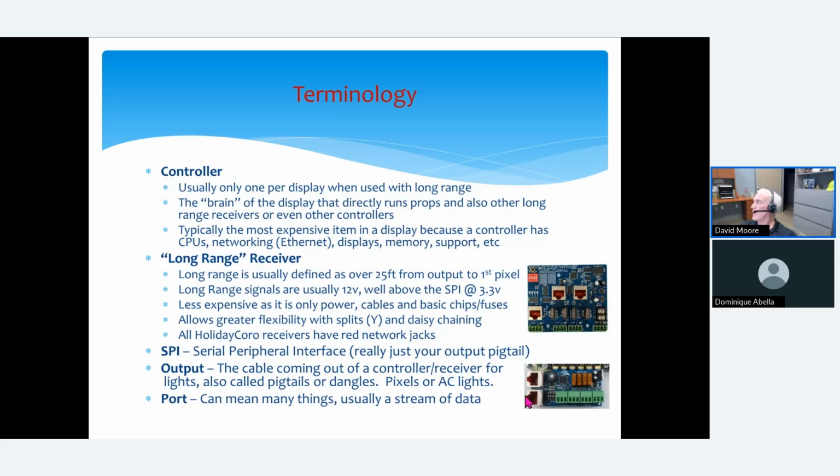And that explains why if you look at these two boards, you'll see a vast difference in the number of chips, even though they both have 4 outputs and 4 fuses. The right upper corner is a 4-output long-range smart receiver. Now it has 3 jacks. The lower left one's the input. Then there is an output that splits in Ys.